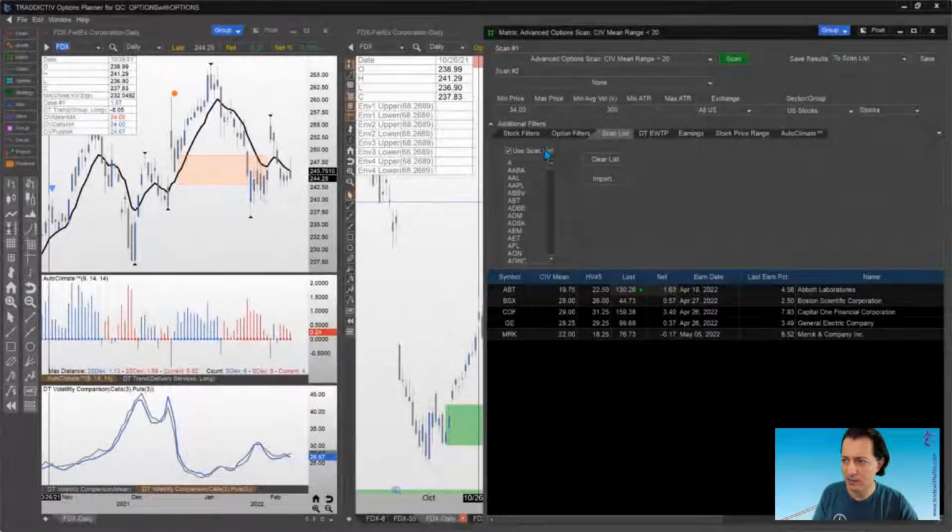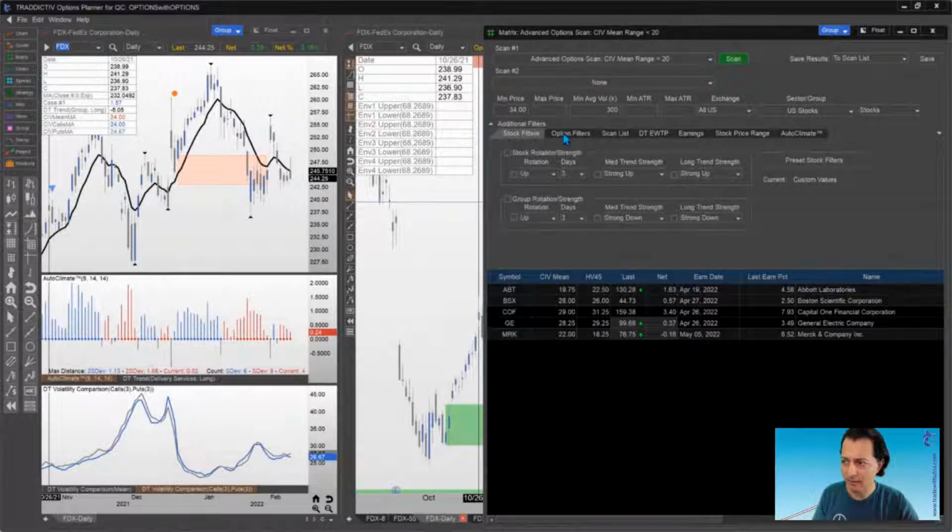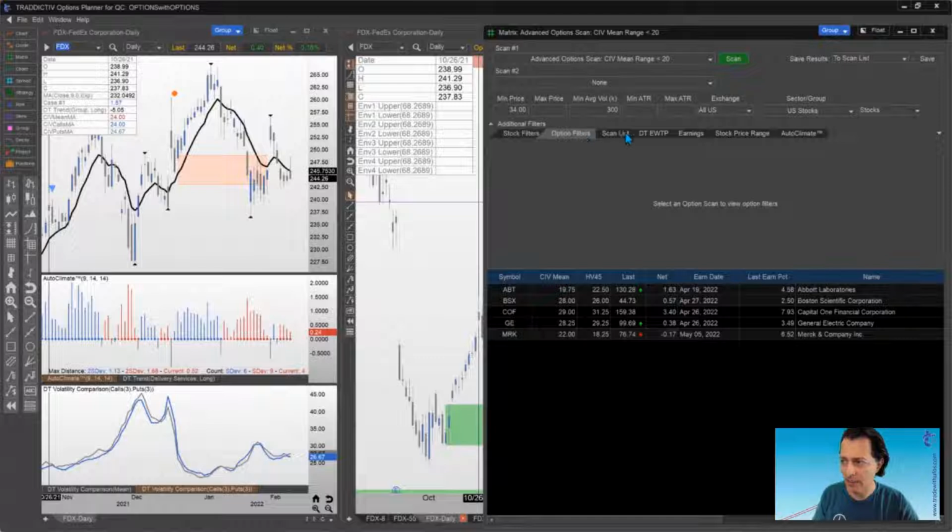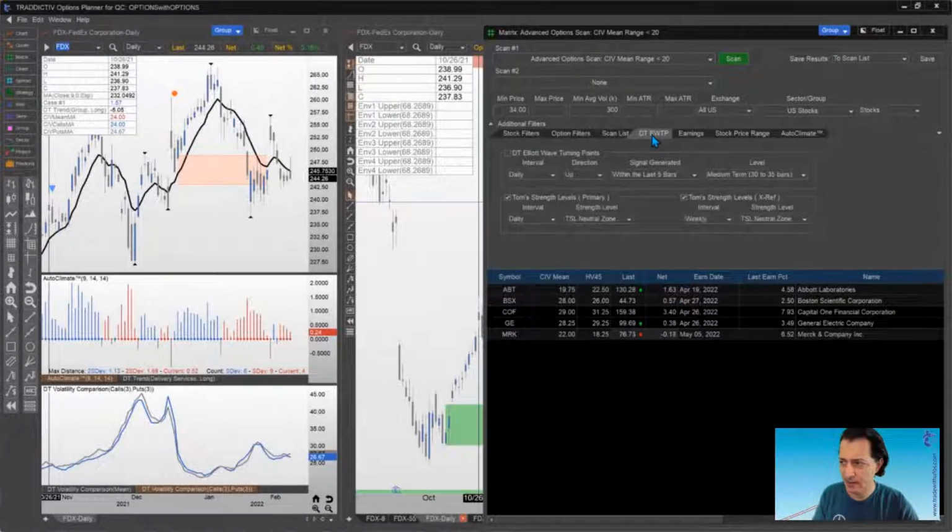We're gonna change that. But again, I just want to review everything. So I'm looking at cheap options. I'm looking at nothing in the stock filter area. I'm looking at strength to be neutral for the daily time frame and neutral for the weekly time frame. Exactly the same I would do for the iron condors.